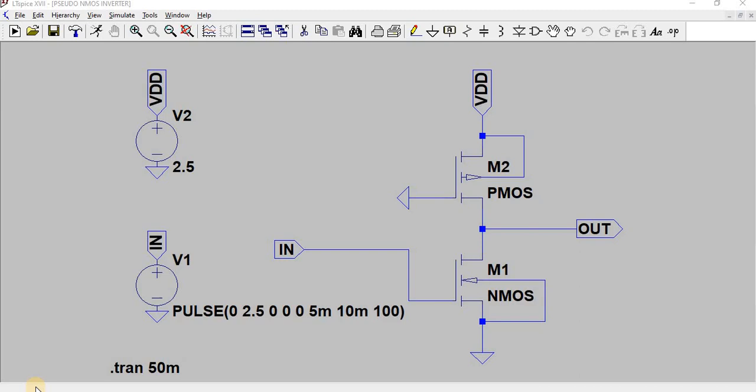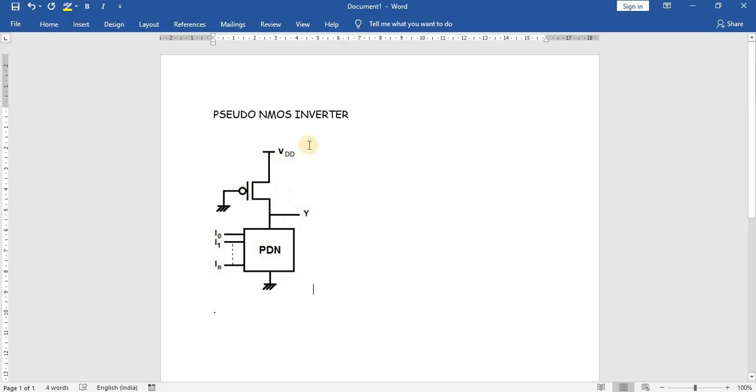Likewise, the pull-up network is always a single PMOS, which is always grounded. That means the PMOS gate is always 0, and if we give the PMOS 0, it will be on. So the PMOS is always in active condition. Here the NMOS will be the only device that changes. This is a basic diagram for the pseudo NMOS inverter.